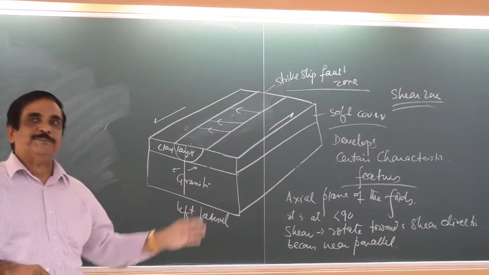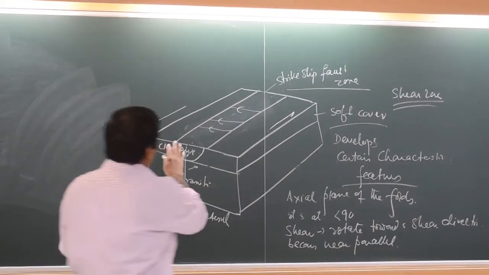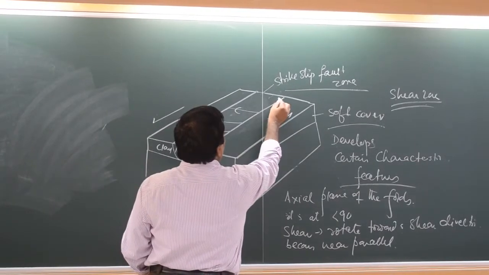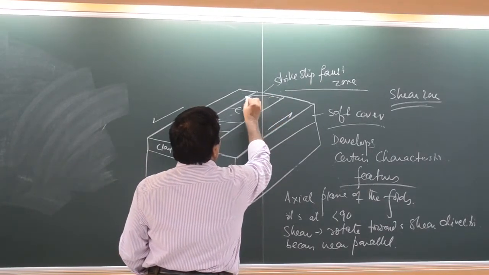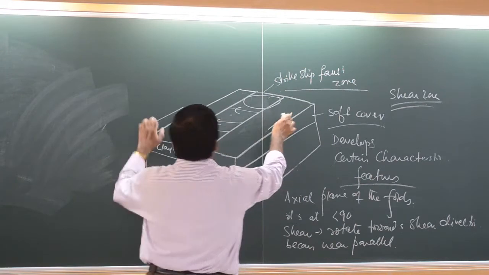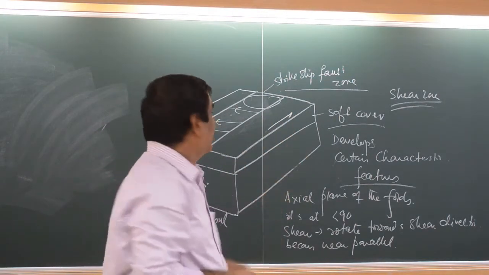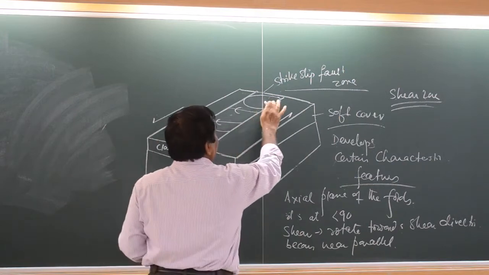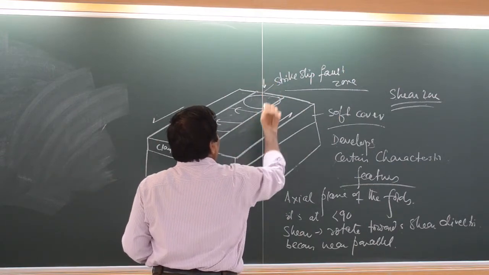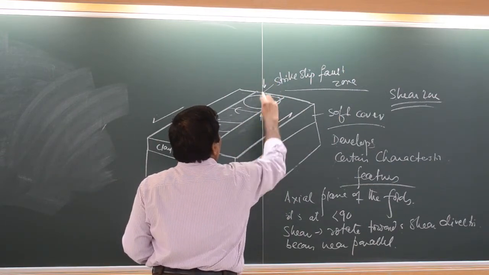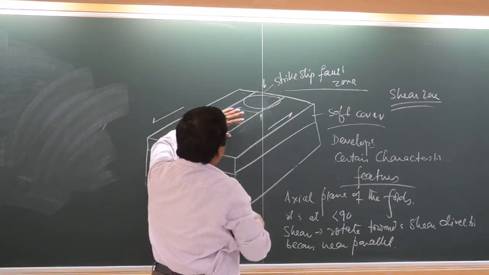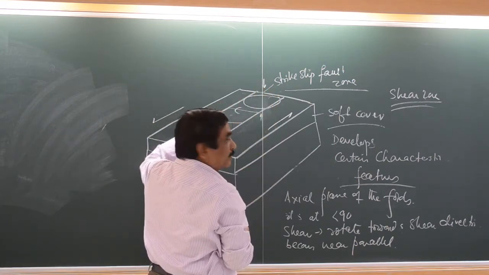You can explain these pictures by drawing a strain ellipse. Can you draw a strain ellipse like this, with this arrow, joining the arrow heads? So you can say that this is the strain ellipse. So shortening direction is like this. So whatever sediments you have there, they are shortened and produced.